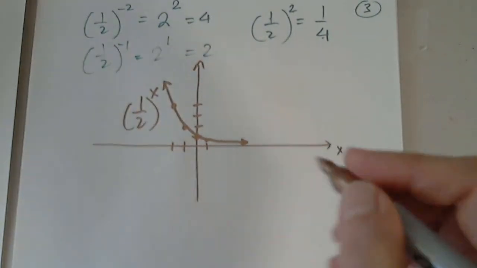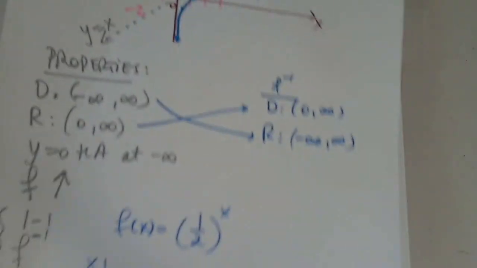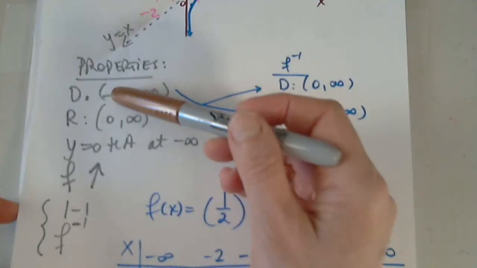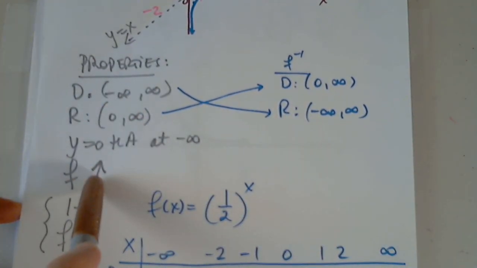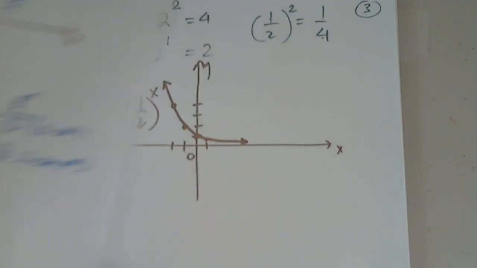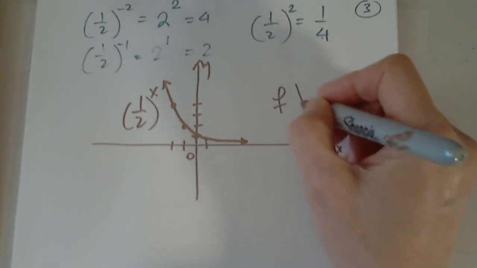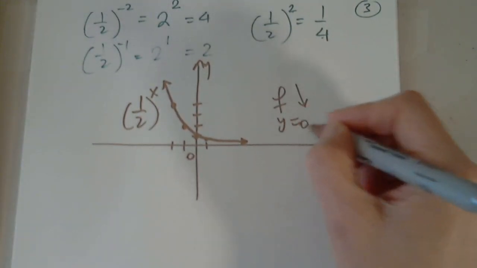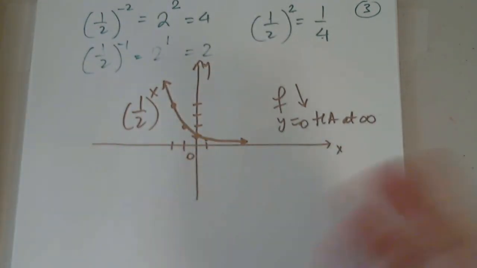And this is an exponential function with base less than 1, between 0 and 1. Everything is the same except this. And the horizontal asymptote, which is at positive infinity this time. So everything is the same, it's just that the function is decreasing on all its domain, and y equals 0 is the horizontal asymptote at infinity. The domain is still the same, the range is still the same, it's just that it's a decreasing function. Is it 1 to 1?